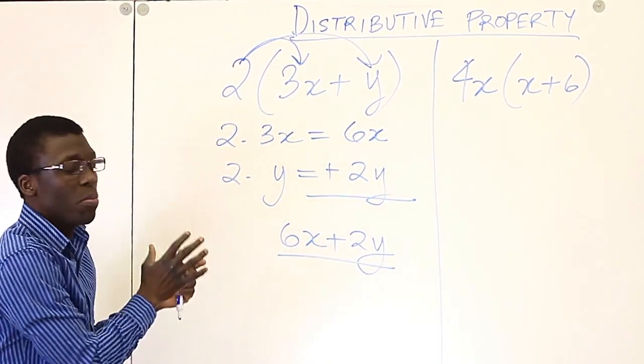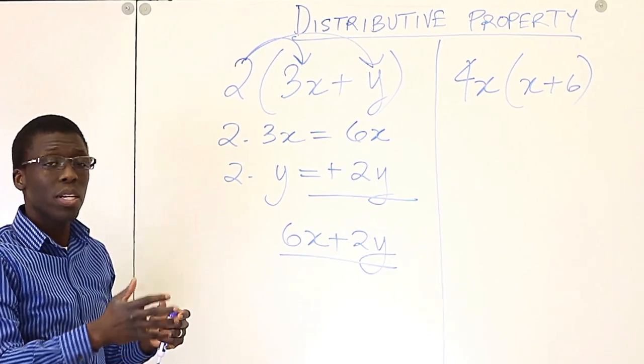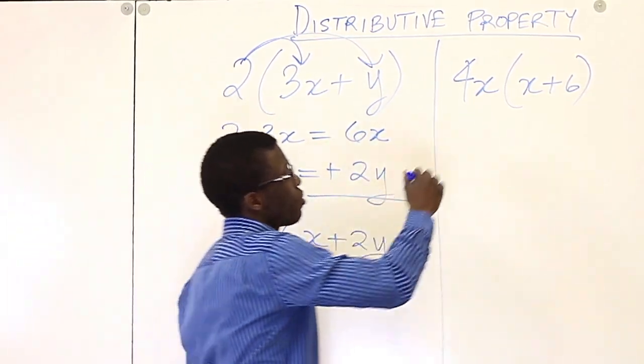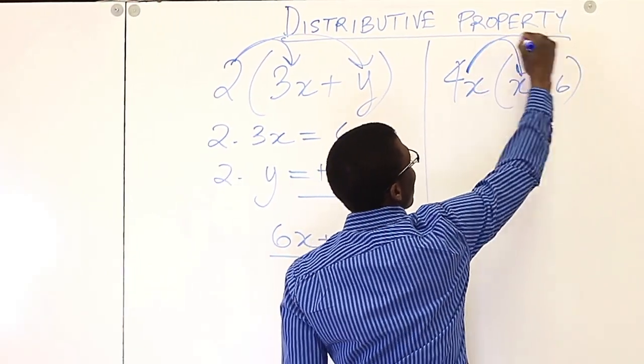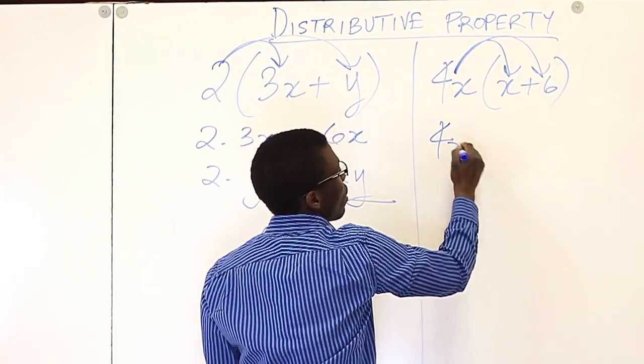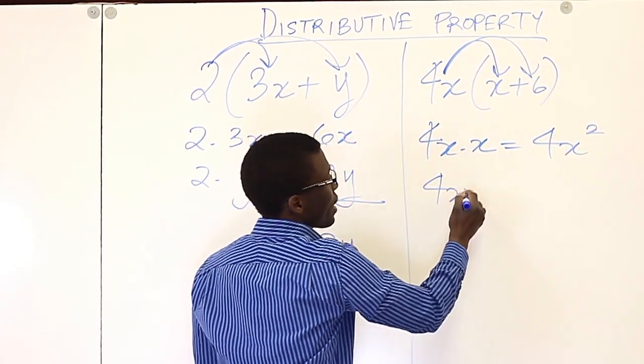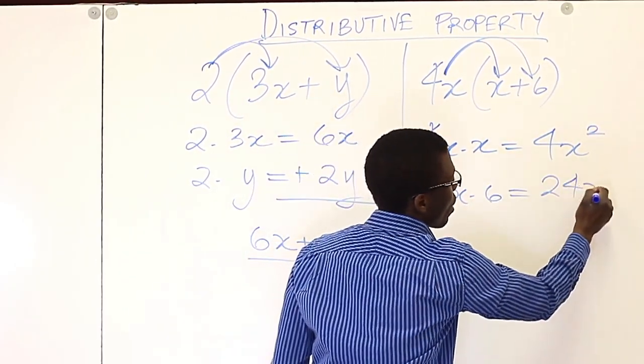okay? So if you know how to multiply and you know your rules of exponents, you should be able to use the distributive property. Well, let's look at another principle here. So you have 4x multiplying x plus 6. So you get 4x times x, which is 4x squared, and you get 4x times 6, which is 24x.